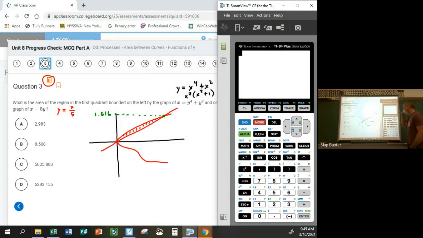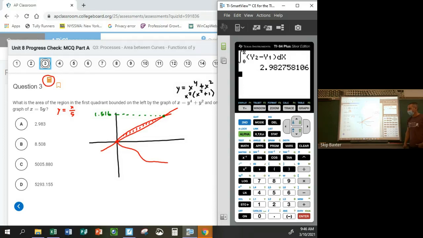So on my calculator, I'm just going to do math 9, the integral from 0 to x, and the integrand is going to be the line, which I already have entered as y2. So I'm going to go variables, y variables, function 2, minus the fourth degree polynomial, which is variables, y variables, function 1, dx. And you should be really comfortable using your calculator to do integrals. Don't try and do this by hand. Yes, you can do it by hand, but it's very time consuming and it's a waste of time. So the answer is 2.983. It has to be choice A.